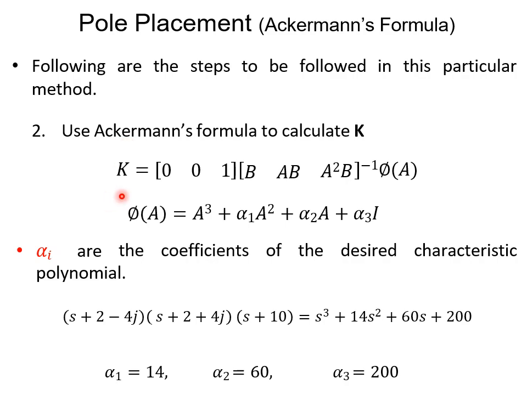Then we obtain K equals 0, 0, 1. This system is third order, so K equals 0, 0, 1 times B, AB, A squared B, all inverse, times phi of A. Phi of A equals A cubed plus alpha 1 A squared plus alpha 2 A plus alpha 3 I. The alpha coefficients are those of the desired characteristic equation, obtained by multiplying s minus pole 1, s minus pole 2, s minus pole 3, the eigenvalues given in the example: s cubed plus 14 s squared plus 60 s plus 200. Then alpha 1 equals 14, alpha 2 equals 60, alpha 3 equals 200.